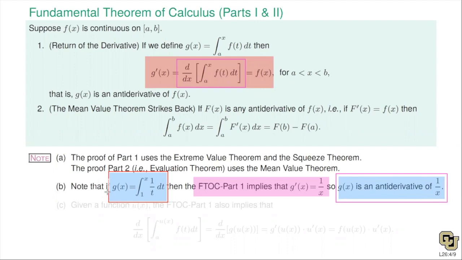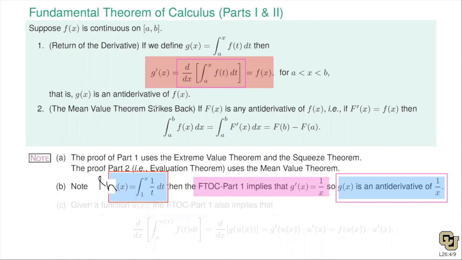We don't call it g, we now give it a special name. So instead of calling it g of x, we give it the special name. Let me change it here. So instead of calling it g of x, we call it ln of x. And so, this is why the fundamental theorem of calculus is so important.